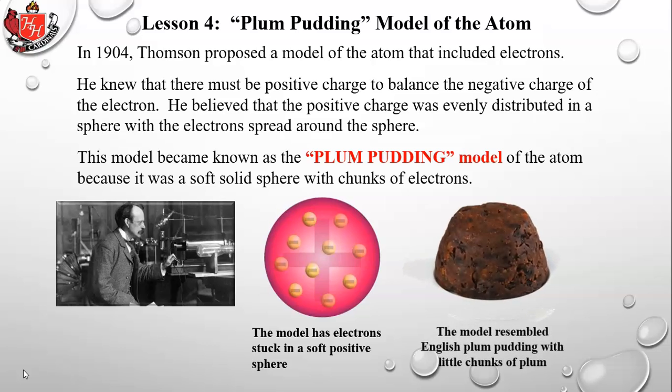This model became known as the plum pudding model of the atom because it was a soft, solid sphere with chunks of electrons in it. So English plum pudding is what that stuff on the right is. It's kind of like a cake, and it has pieces of plum stuck in it. So that's the way he envisioned the atom as looking like.